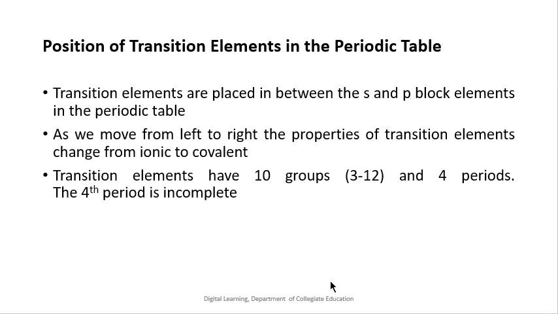and when we move from left to right in the periodic table, the properties of the transition elements change from ionic, which are present in the s block, to covalent, which are in the p block. The transition elements have 10 groups, that is from group 3 to group 12, and 4 periods, while the fourth period is incomplete.